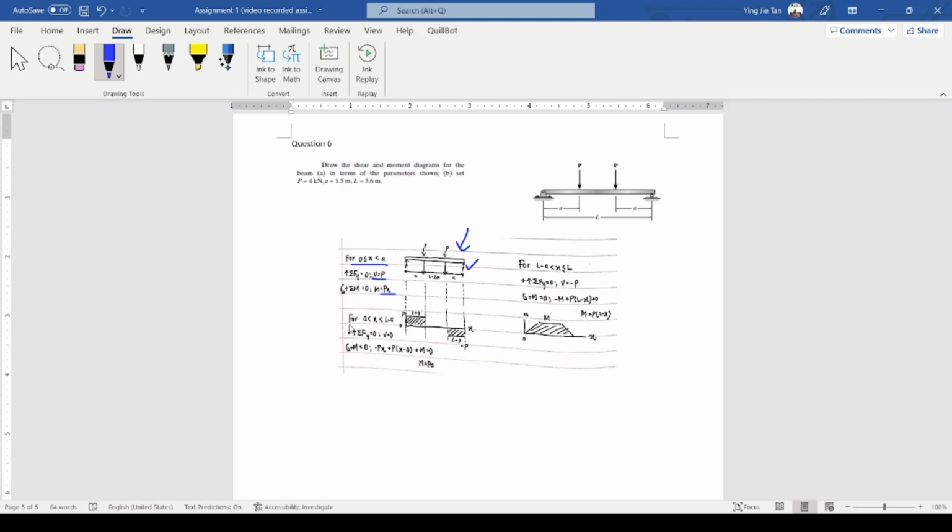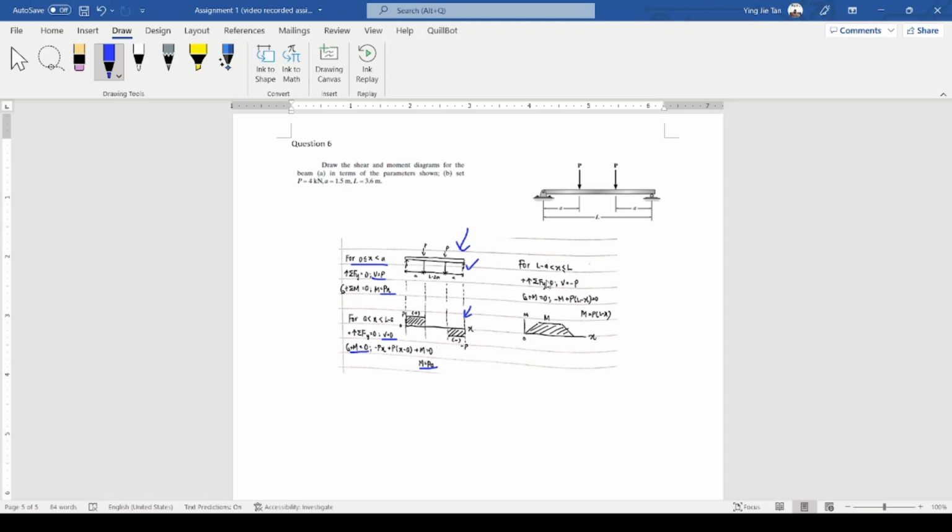Next, we are going to a smaller than x and smaller than L minus a. So right here, we need to consider the vertical component, and then we will get V equals 0. And then the moment, and here we will get M equals Pa. You can get this by looking at the diagram. Like here we got negative Px plus P bracket x minus a, and then plus M. All of this can be obtained from the diagram.